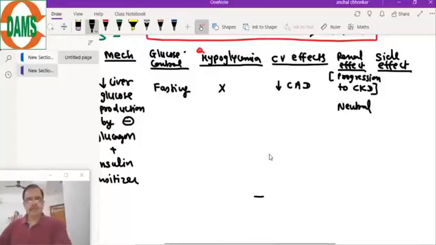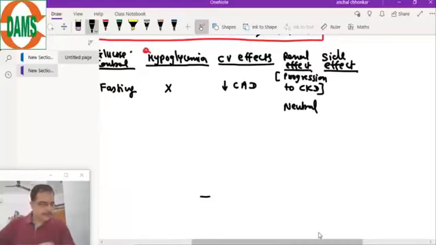It is neutral. Understand, it is a misconception that diabetes medicine causes kidney failure. Never. No oral drug of diabetes causes renal failure or chronic kidney disease. But yes, if there is a renal failure, then you have to avoid certain drugs, or you have to decrease the dose of the drugs. Metformin does not cause chronic kidney disease. Never.